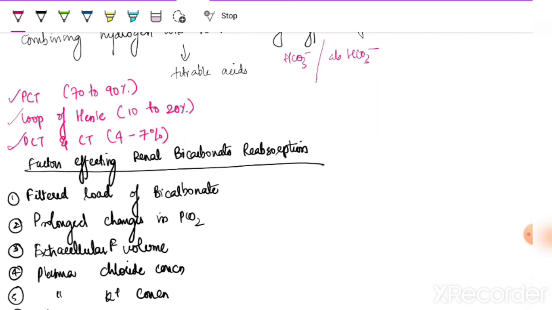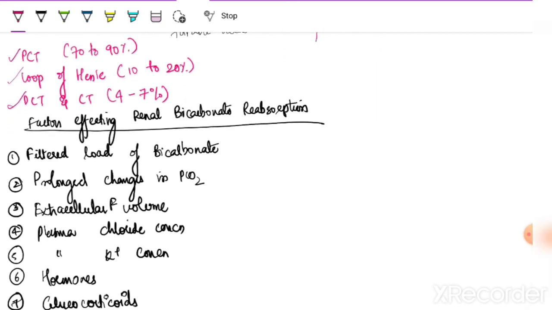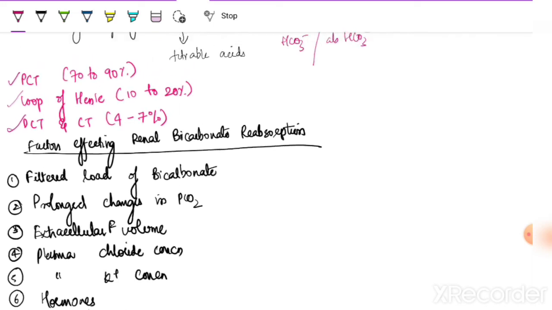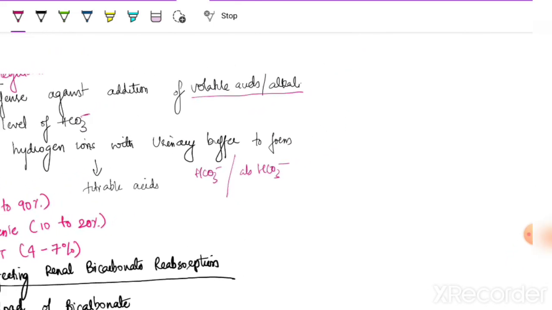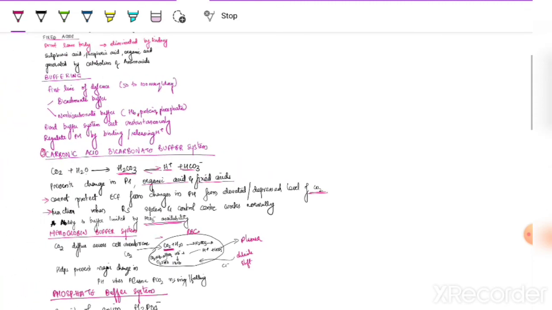The factors affecting renal bicarbonate reabsorption are the filtered load of bicarbonate, prolonged changes in PCO2, extracellular fluid volume, plasma chloride concentration, plasma potassium concentration, hormones, and glucocorticoids. These are the basics of acid-base balance. And thank you.